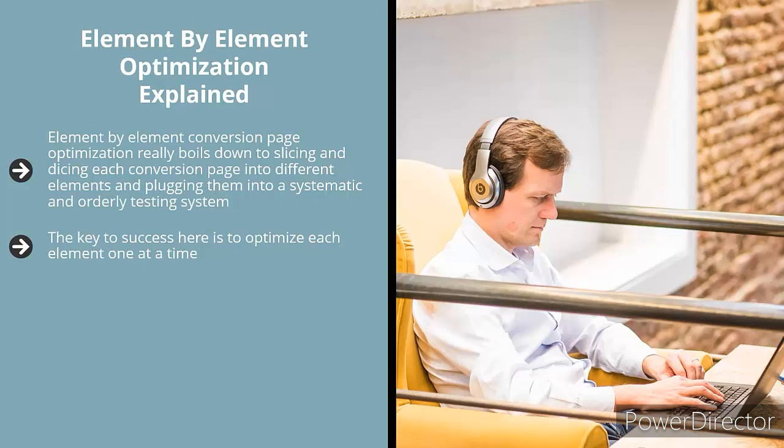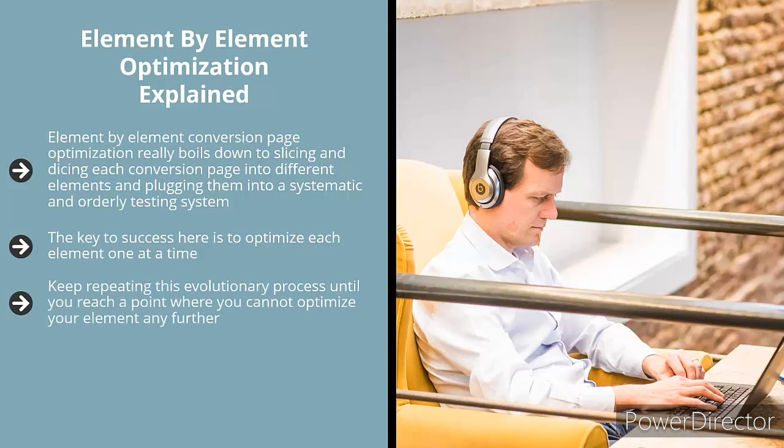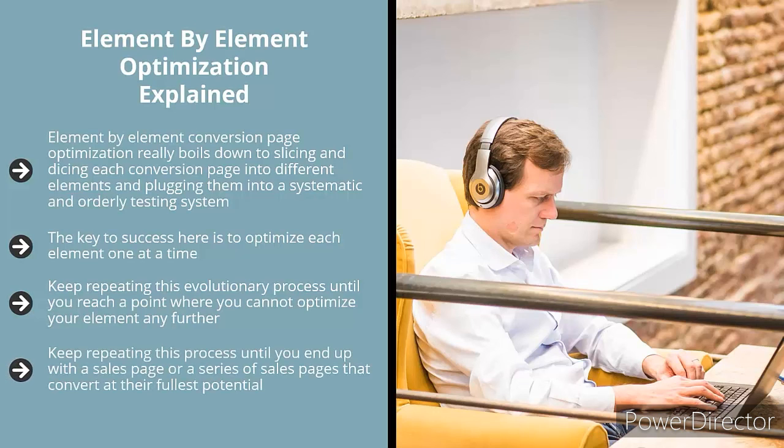Don't jump from element to element. For each element, come up with variations. Run your traffic test, and if you see a winner, make variations of that. See if any of the variations get better results than the first variation. Keep repeating this evolutionary process until you reach a point where you cannot optimize your element any further. In other words, you can't get any further improvements in conversions. Once that happens, you switch over to the next element and optimize that as well. Keep repeating this process until you end up with a sales page or a series of sales pages that convert at their fullest potential. You can use the same strategy for your mailing list as well.